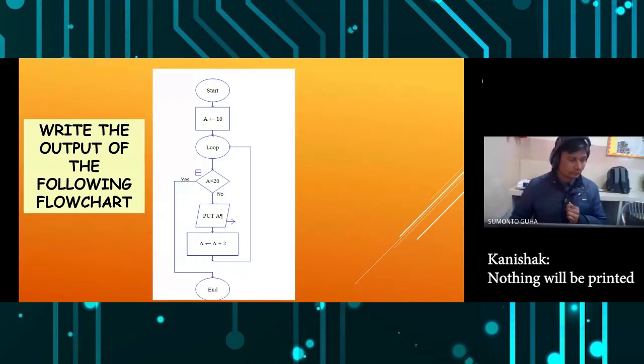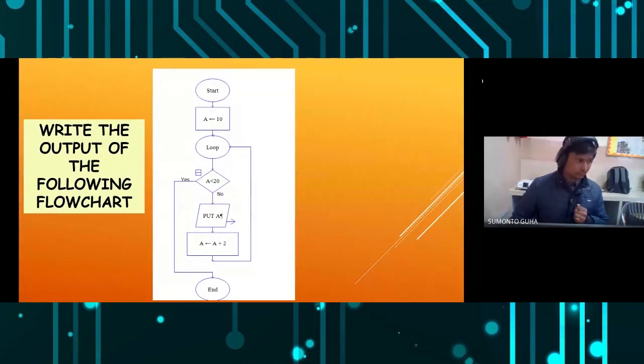And wherever you can see put A, that is where the value would be printed. Okay, so Kanishak has said nothing will be printed. Sarthak has written nothing before, and now he has written would be printed. So nothing would be printed. All are saying. So let me ask Shravani Jain.